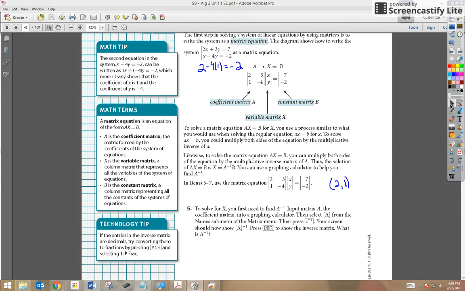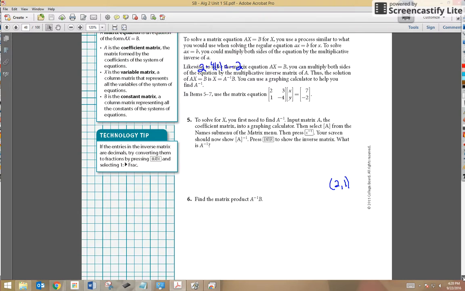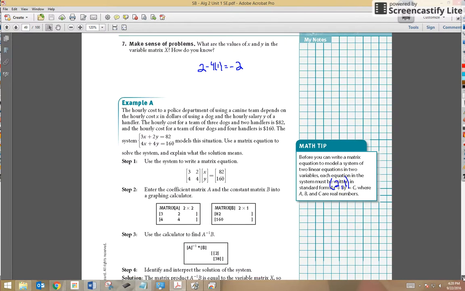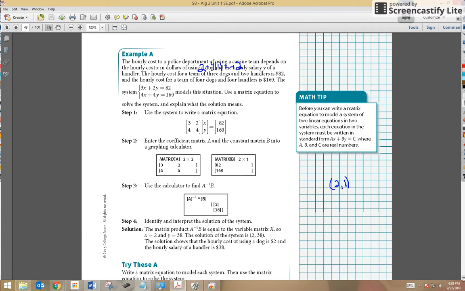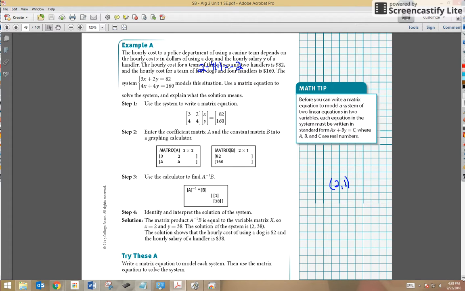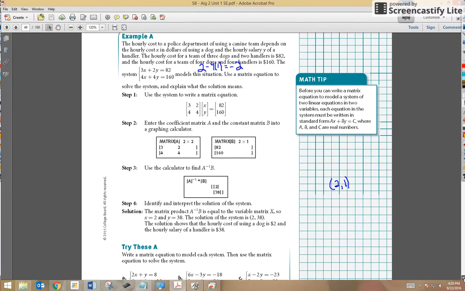Okay. So that's how you solve a system using the matrix operations on the calculator. Okay. So you've got an example here. Again, these steps are going to be different because of the different calculator.